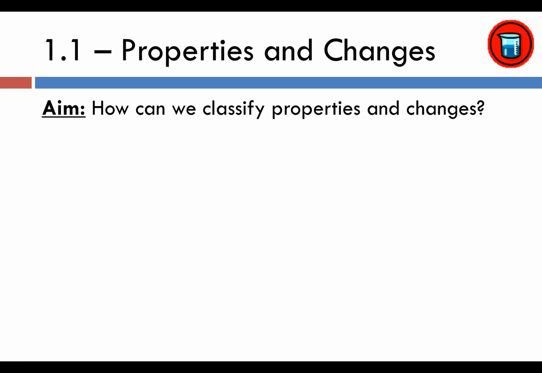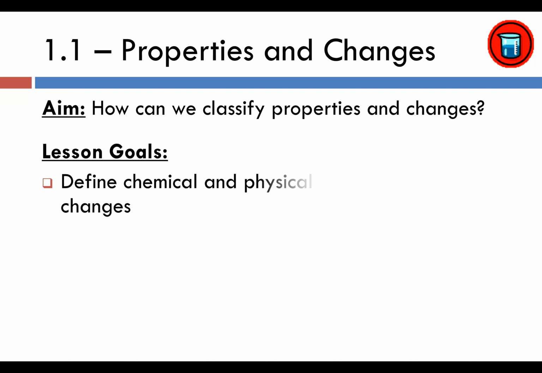In today's lesson, we're going to work on classifying chemical and physical properties and changes. We've got 3 goals for today's lesson. First up, you should be able to define chemical and physical properties and changes. If you've done the reading related to this lesson, there's a good chance you can do that already.